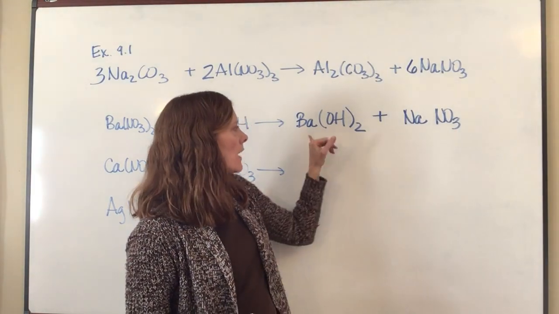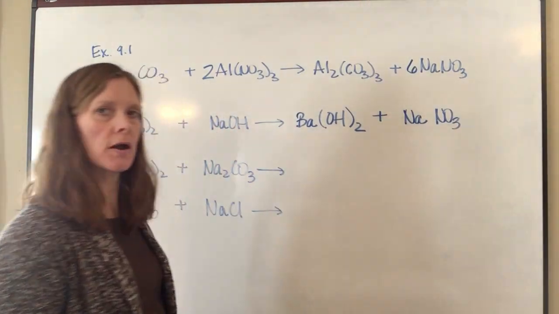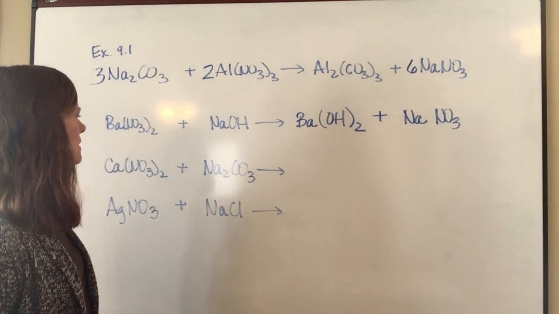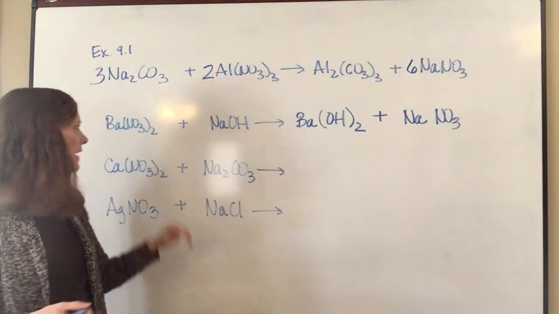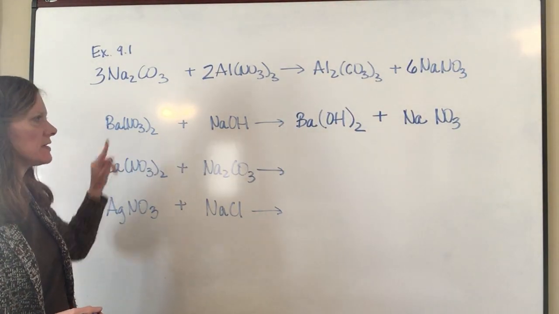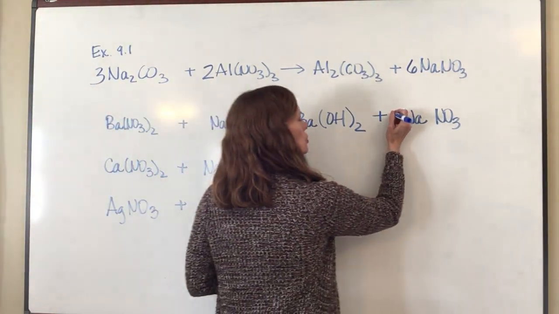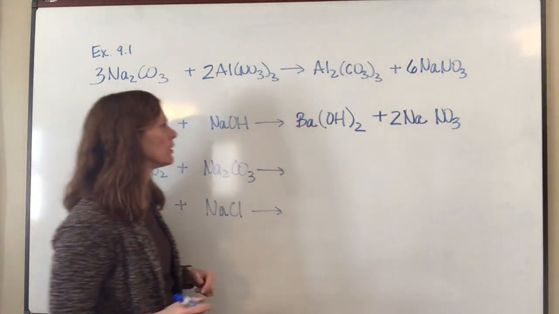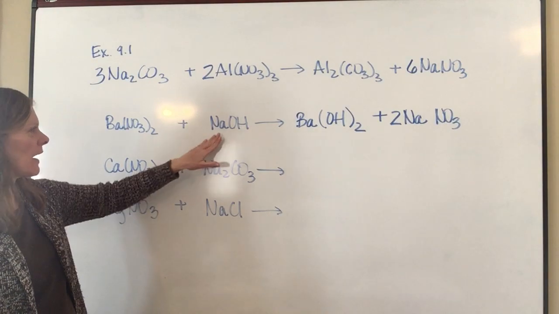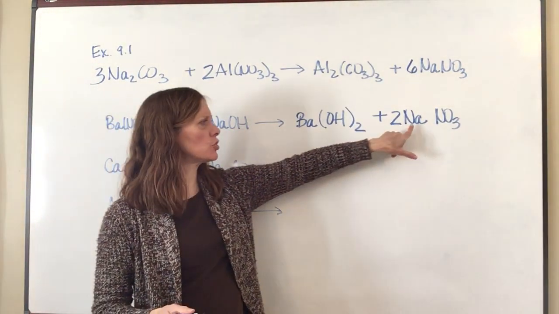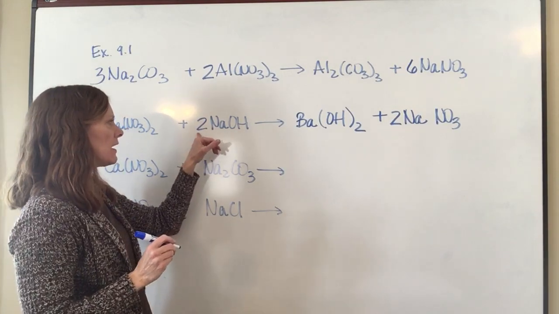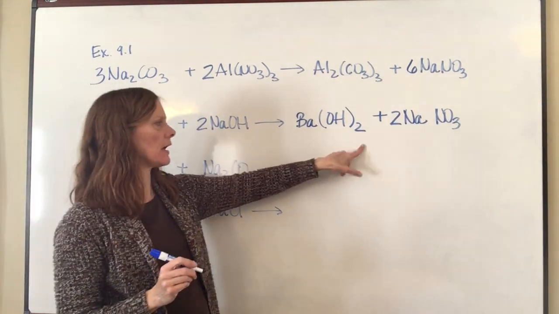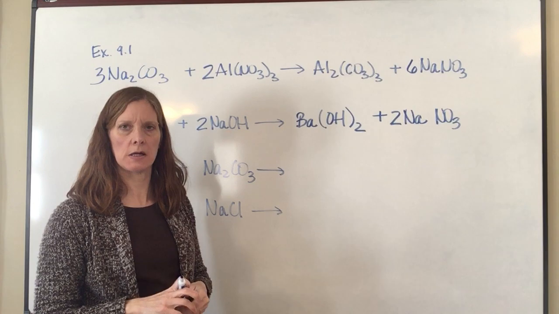Okay, so I've written my products. Now I'm ready to balance. I have 1 barium on each side, so that's already balanced. I have 2 nitrates here, so I will need 2 nitrates over here. I have 1 sodium here, but I've got 2 on this side, so I'll need to put a 2 here. And then I have 2 hydroxides here, and I have 2 hydroxides over here already.